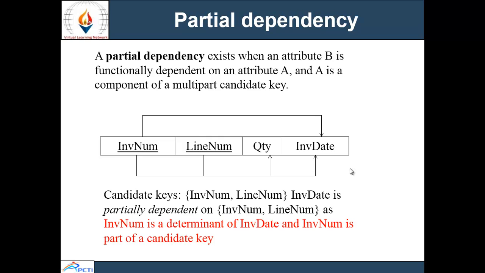Next is partial dependency. Partial dependency exists when an attribute B is functionally dependent on an attribute A and A is a component of multi-part candidate key. Means instead of depending fully on the particular multi-part candidate key, if an attribute is dependent on a single component of multi-part candidate key, then it will be known as partial dependency. These are all about dependencies which we have already covered in the previous session in details.